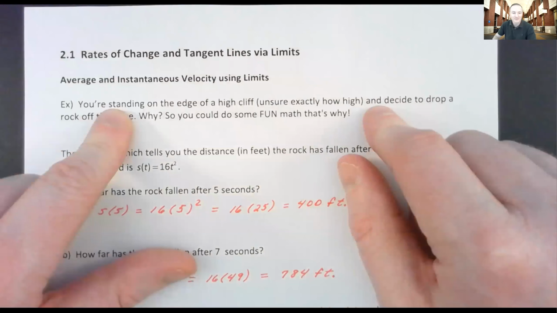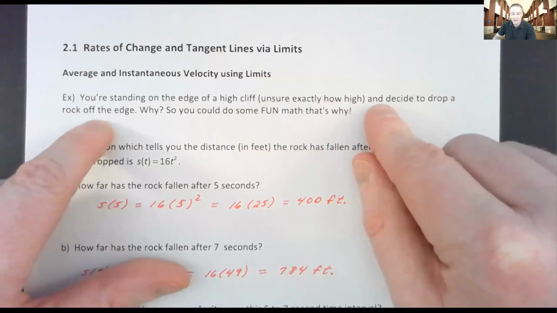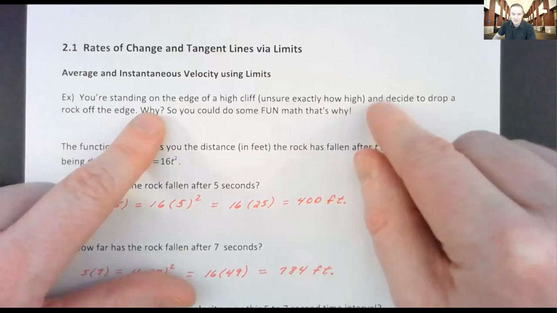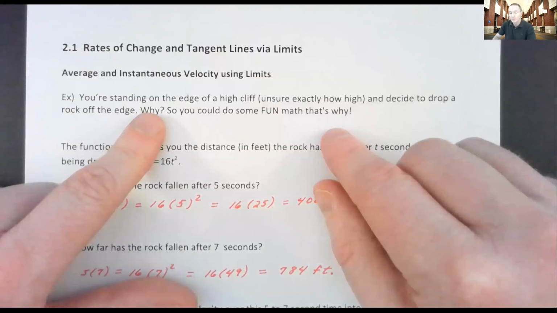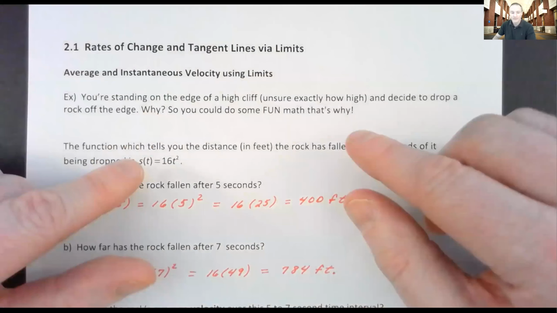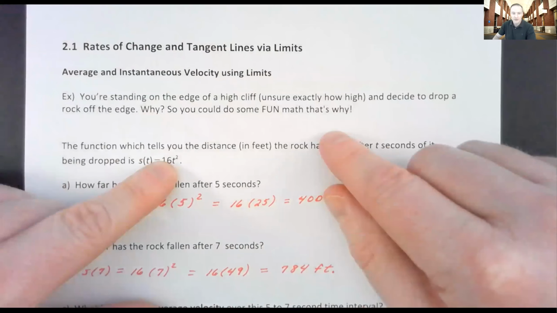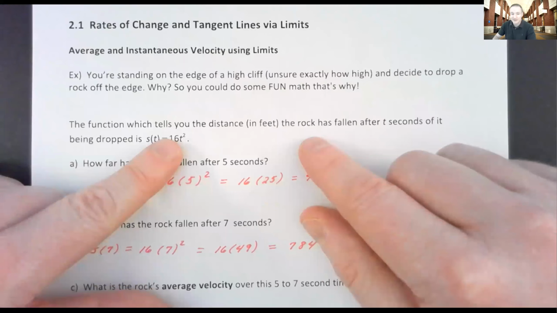Notice I say here, you're standing on the edge of a cliff, unsure exactly how high it is, and you decide to drop a rock off the edge. Why would you do that? So you could have some math fun, and hopefully there's no one below, because that would just be cruel. Okay, so now, assuming that there's no one below, we're going to think of this function that's representing the distance.